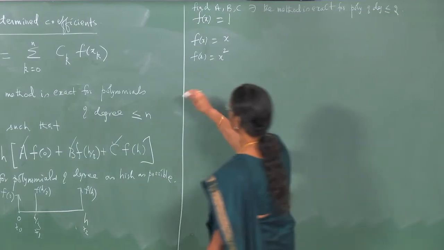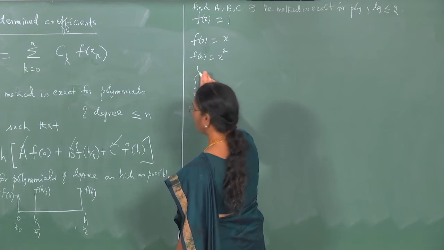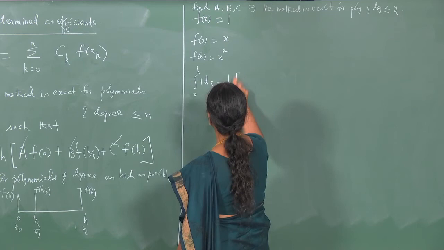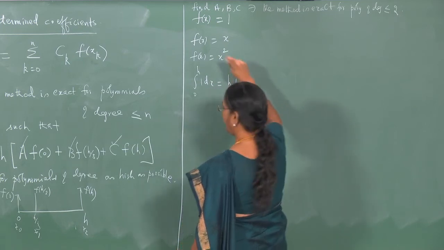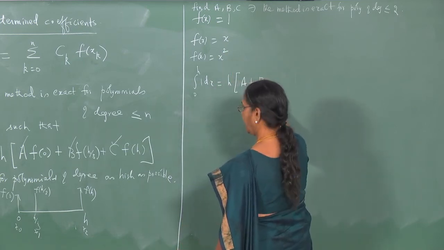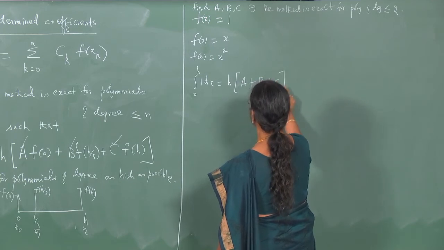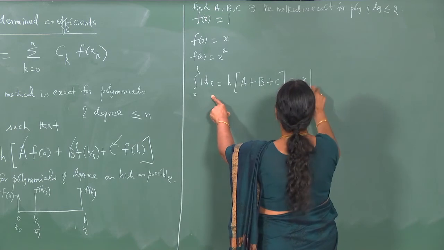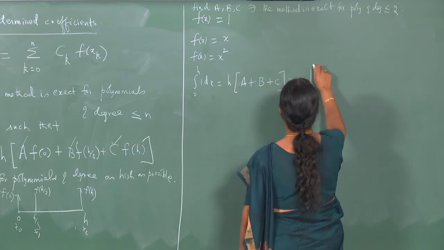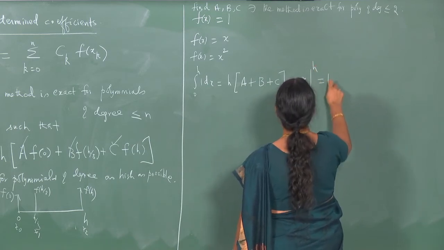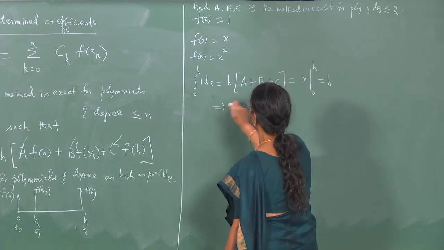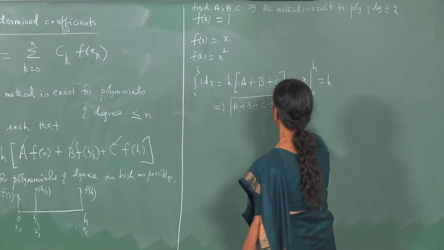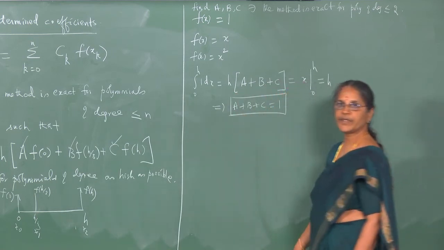So, let us substitute integral 0 to h, f is 1, that will give you h into a f of 0 plus b f of h by 3 plus c, and that gives you integral 0 to h dx, which is x between 0 and h. So, that is h. So, that gives you the first equation: a plus b plus c equal to 1.